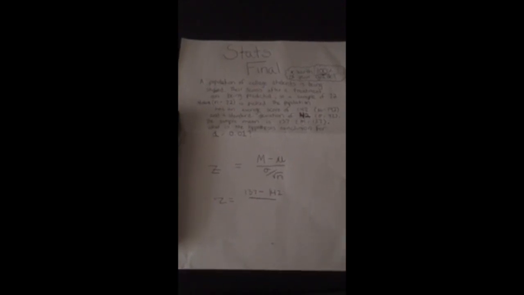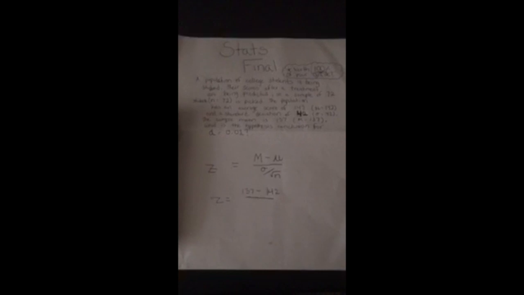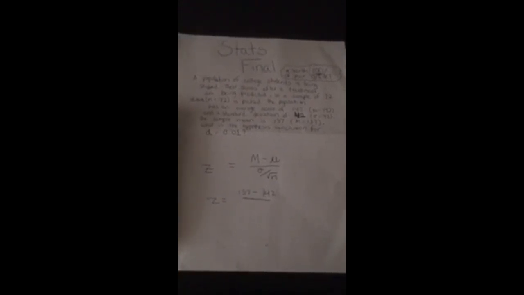A population of college students is being studied. Their scores after a treatment are being predicted. So a sample of 72 students, n equals 72, is picked. The population has an average score of 142 and a standard deviation of 42. The sample mean is 137. What is the hypothesis conclusion for alpha equals 0.01?